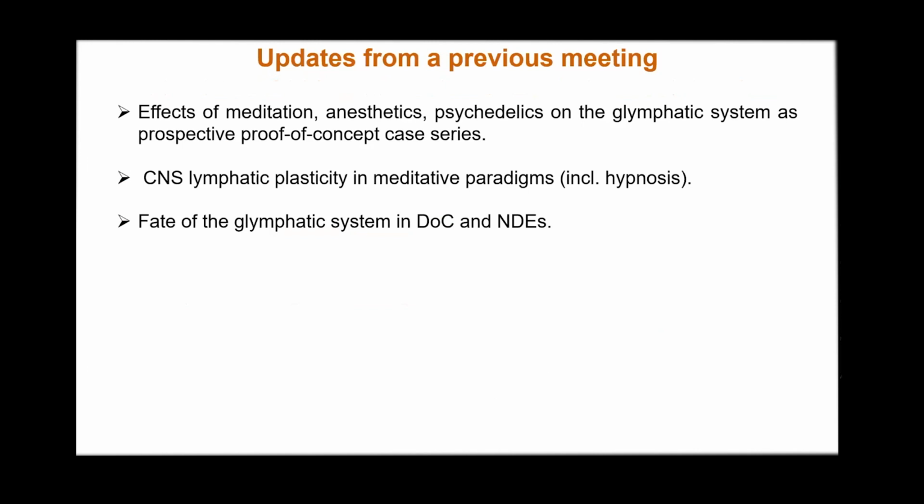So these are some of the outstanding questions or points that I would like to outline here: the effects of meditation, anesthetics, psychedelics, how would they affect the brain fluid dynamics, especially the cerebrospinal fluid, and whether the CNS lymphatics undergo any kind of plasticity during these paradigms, and how would the glymphatic system behave in disorders of consciousness like severe TBI, or coma, or even near-death experiences, and whether we can ascertain a neuronal basis for the glymphatic function by studying these disorders of consciousness.